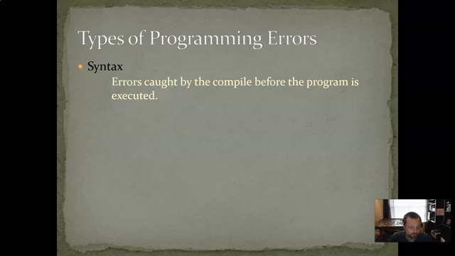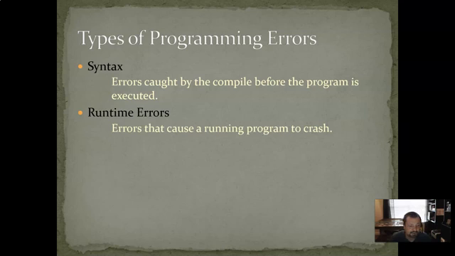Types of errors in programming. We have syntax errors, caught by the compiler before the program is executed. That should say compiler, but it says compile. Runtime errors are errors that cause a program to crash while it's running. So you're just trucking along, you type in something, then boom, your program dies, and you get a message saying that the program closed.